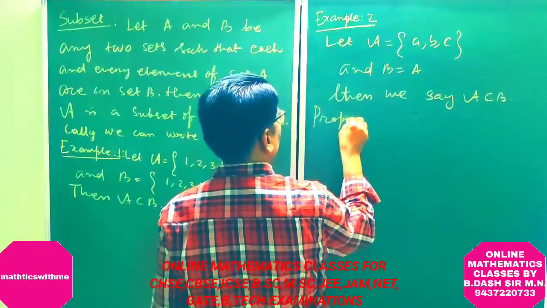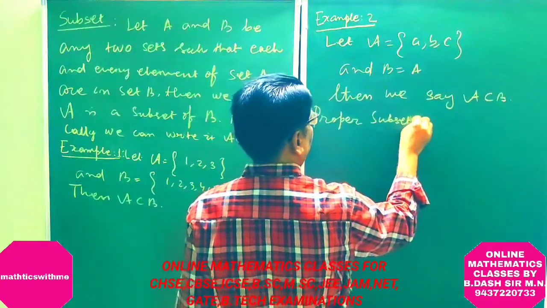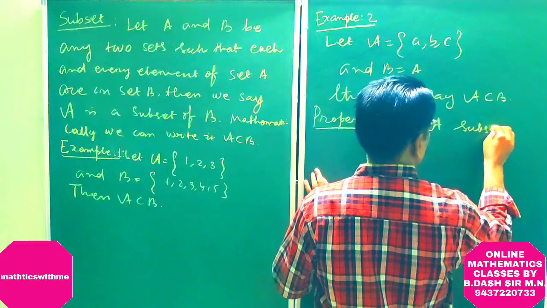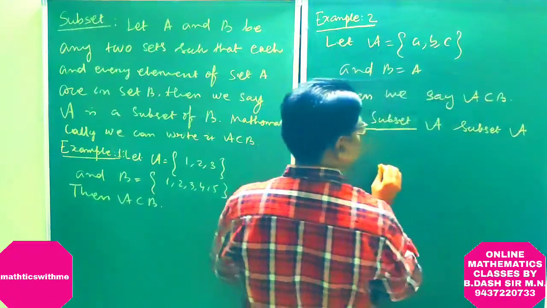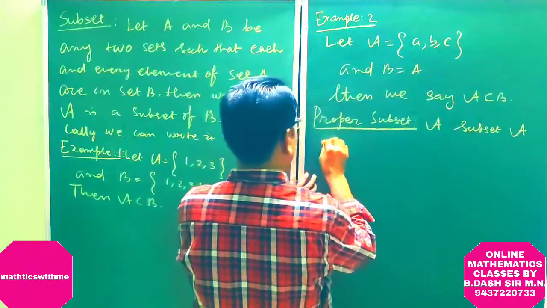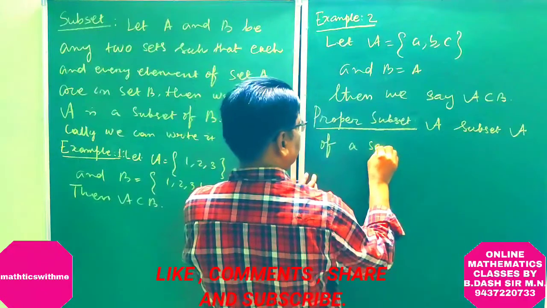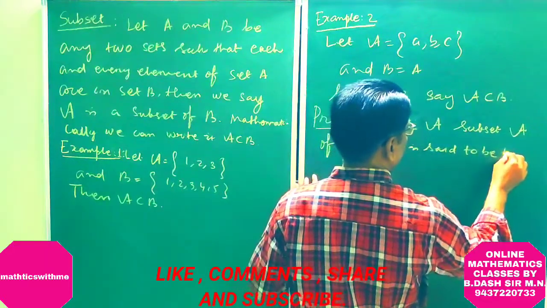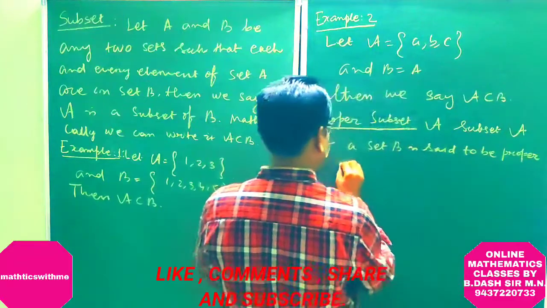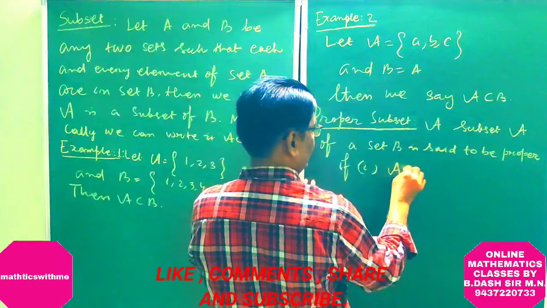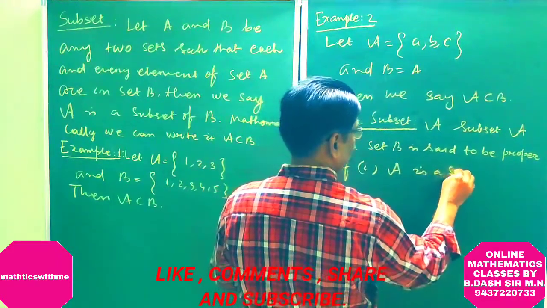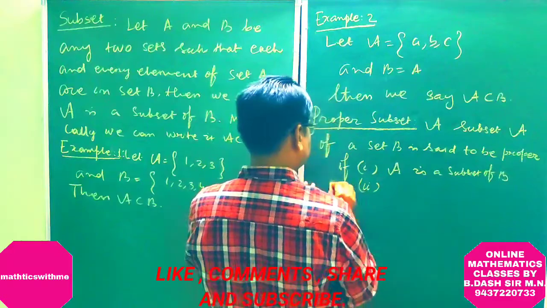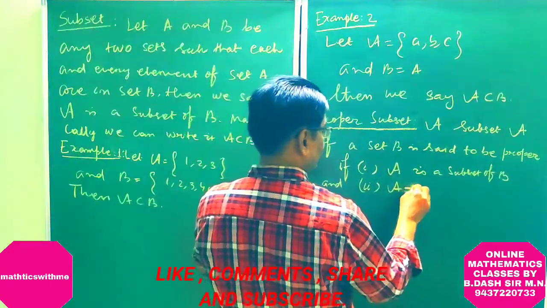Now, proper subset. A subset A of set B is said to be proper if A is a subset of B and the second condition is A is not equal to B.